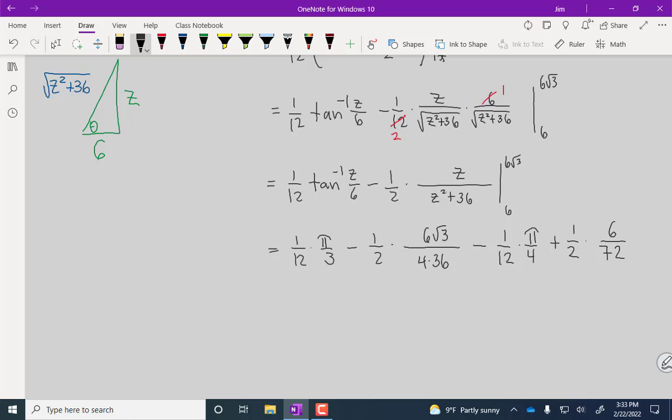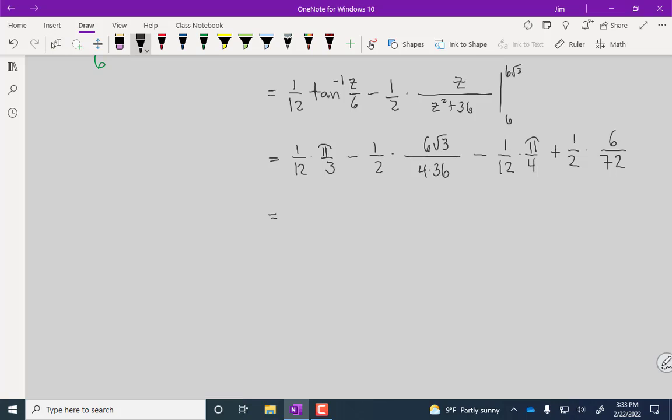We just have to simplify that thing. Okay, little simplification. So this is pi over 36 minus, we have this stuff here that we can simplify pretty easily. 2 goes into there 3 times, 2 goes into there once, so we'll end up with that, and then 3 goes into there once, 3 goes into there 12 times. So it looks like root 3 over 48. And then this is pi over 48 plus 3 over 72, 3 goes into 72 24 times.